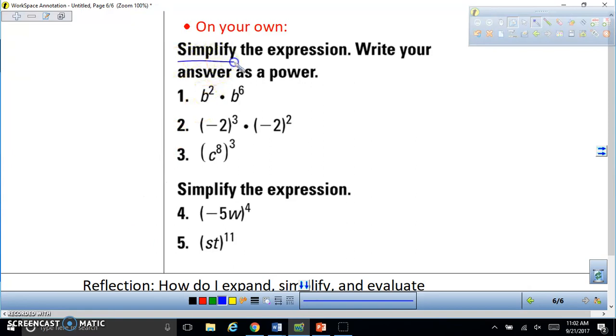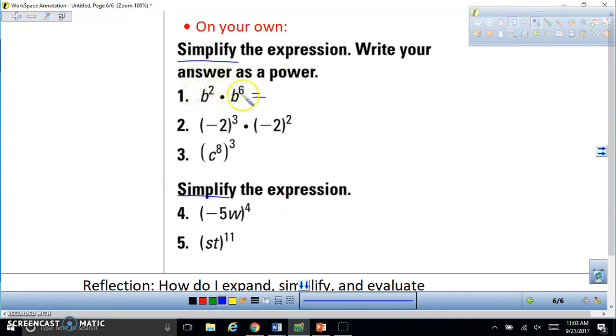All right, simplify. Do not write it as anything else but as a power. Okay. There should be a power involved. Go ahead and pause your video. When you're ready to check your answers, go ahead and press that resume button, and I'll be here. All right, thank you for trying these problems on your own.